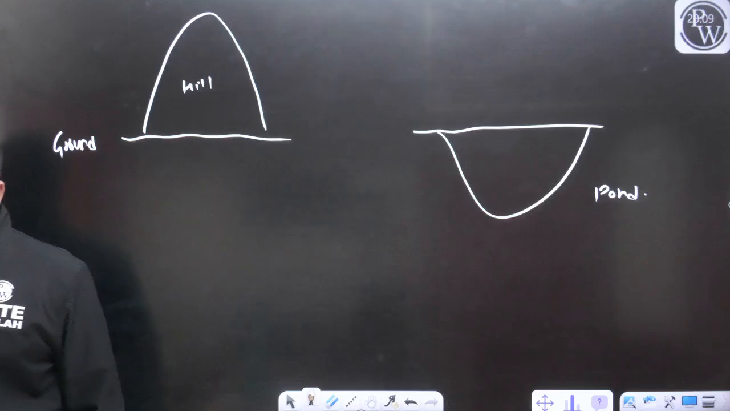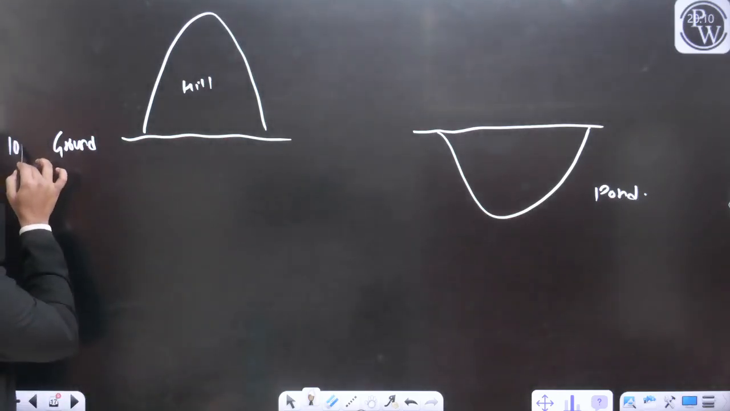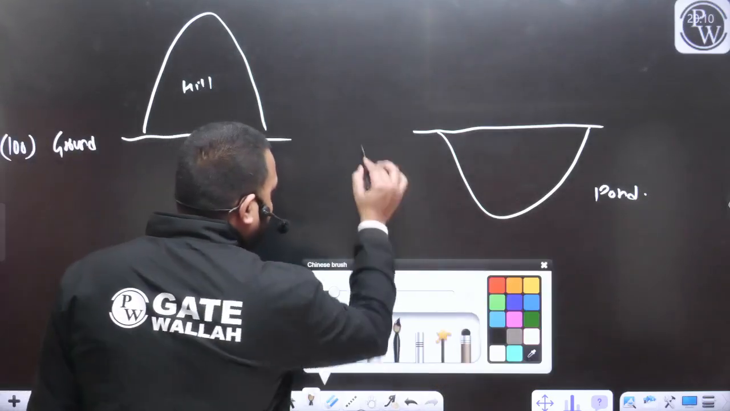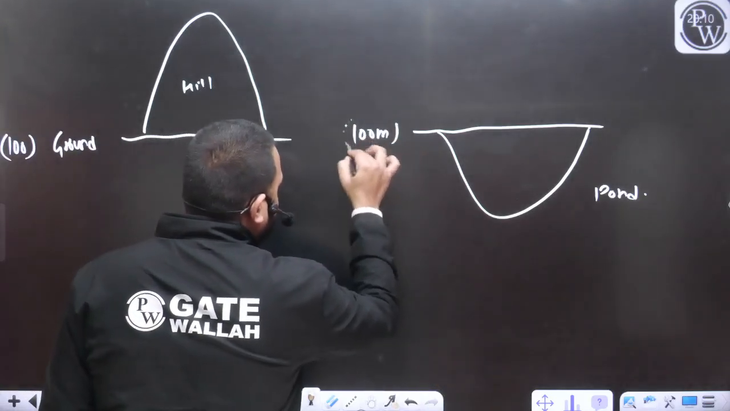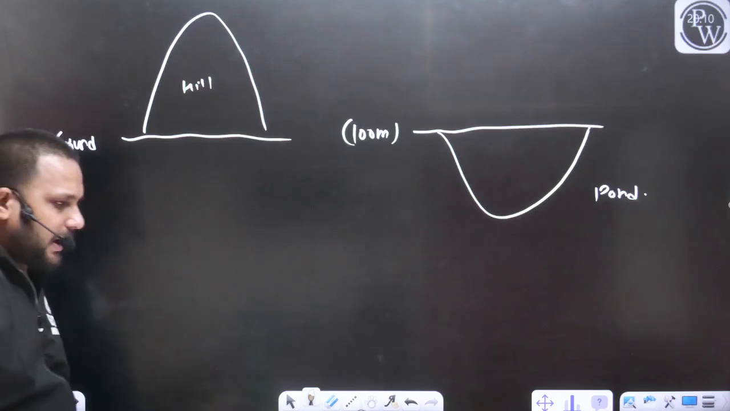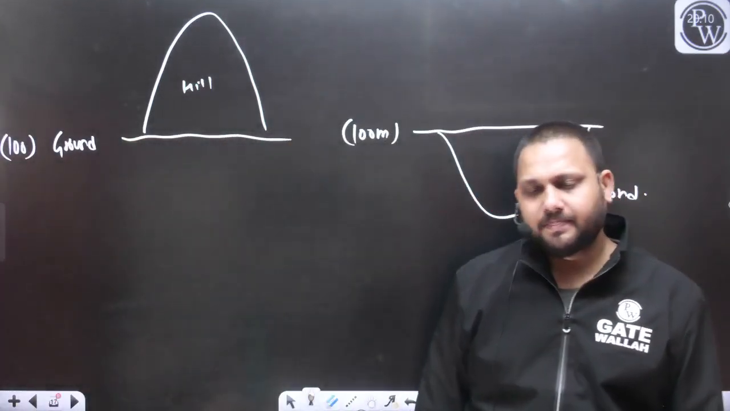Let's say the RL of the ground is 100 meters. So here also the RL of the ground is 100 meters. When I talk about the term RL, that means I am measuring the distance from the mean sea level.